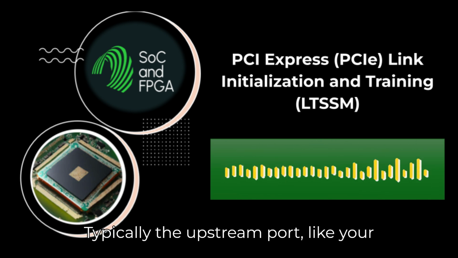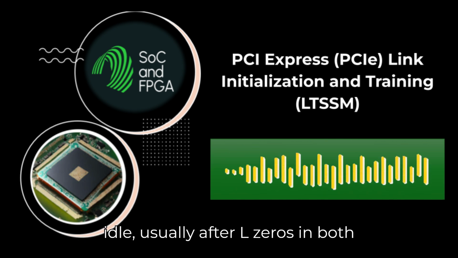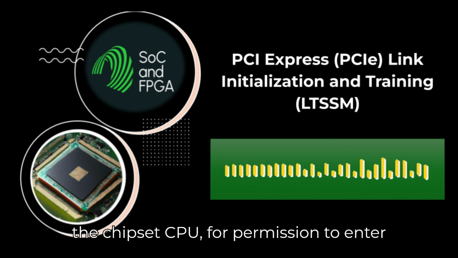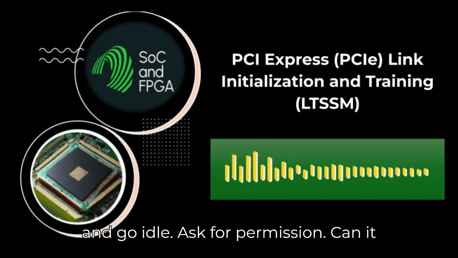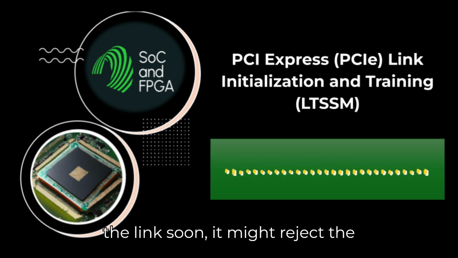Typically, the upstream port, like your graphics card, notices things have been idle, usually after L0s in both directions, and asks the downstream port, the chipset or CPU, for permission to enter L1. If the DSP agrees, they both send EIOS and go idle. Ask for permission. Can it be denied? It can, yeah. If the DSP needs the link soon, it might reject the request.